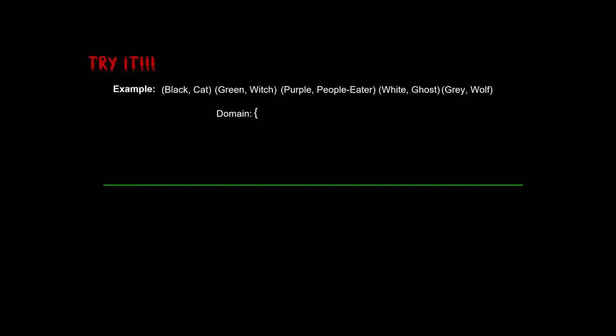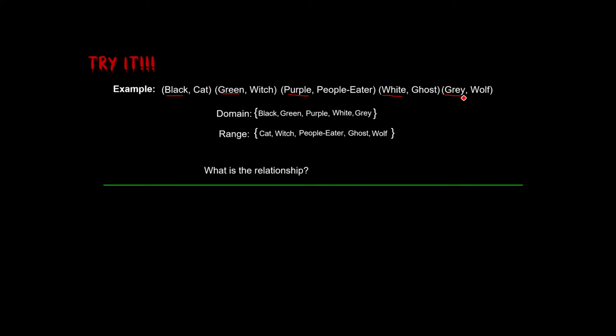The domain here is black, green, purple, white, and gray. And of course I close that with my braces. Notice that is the first item in every set of parentheses, or in every coordinate. The range then would be the second item: the cat, the witch, the people eater, the ghost, and the wolf. That's your domain and that's your range. How would you describe that relationship? Well, to me, I see a color matched with a creature.